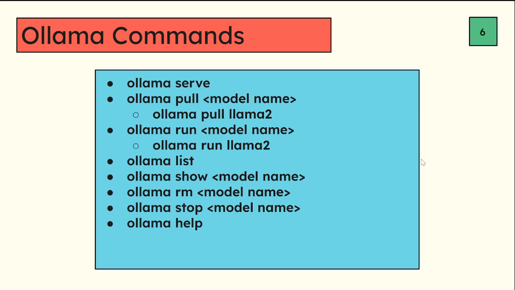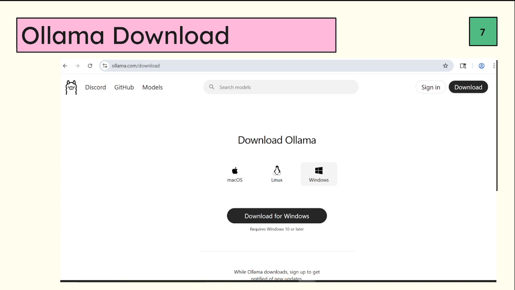Before we go and take a look at the Ollama commands, let's see how to download. So if you want to download Ollama, you can go to this site ollama.com/download. It's available for three different operating systems: Windows, Linux, and Mac OS. Since I'm using a Windows machine, I have downloaded this Windows version. If you're using different operating system, feel free to download the corresponding one.